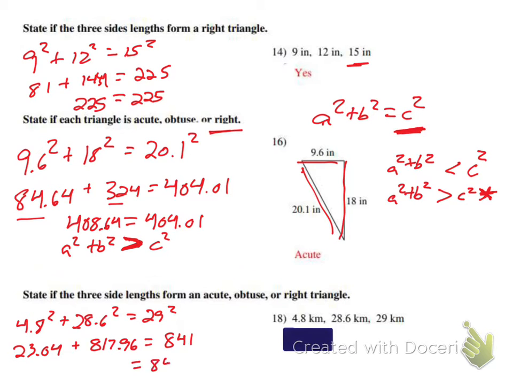Right side is 841. So I just add 23.04 plus 817.96. And I get 841. So this is true. That means it is a right triangle.